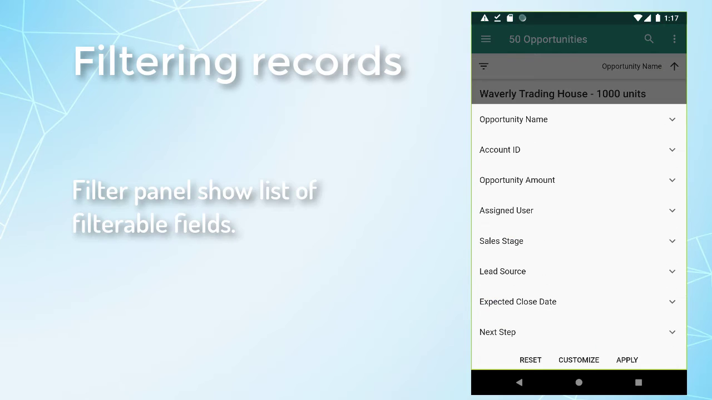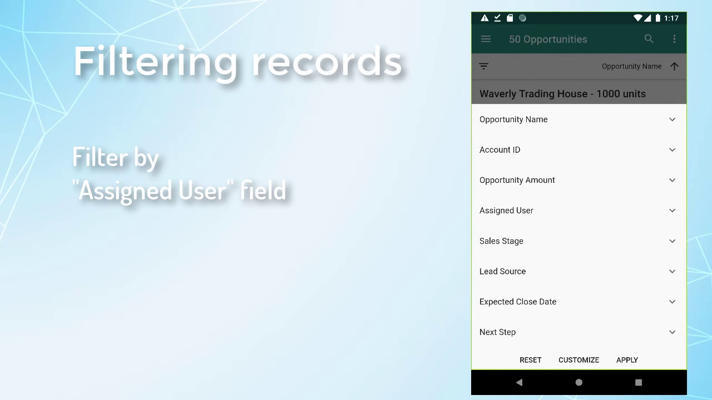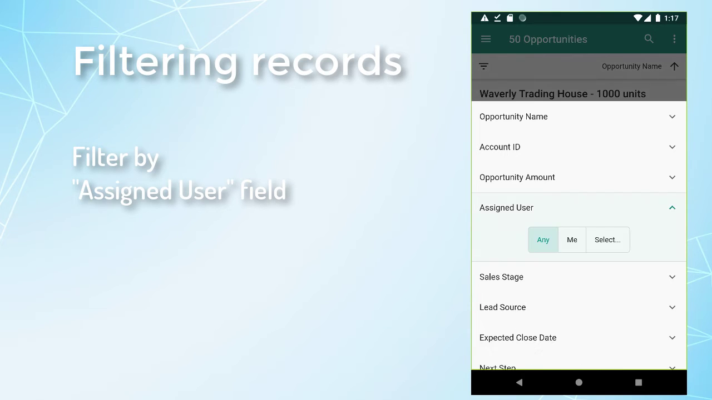To start filtering, tap the filter icon button here. The filter panel will show up from the bottom, listing filterable fields. To filter on the field, tap on the field name. Depending on the field type, filtering UI are different.